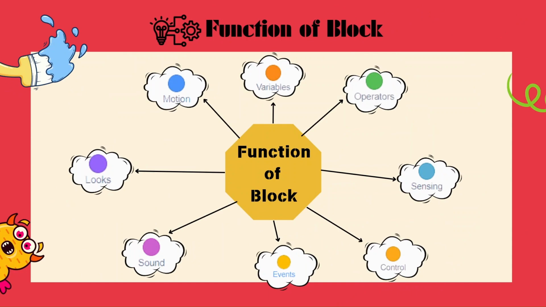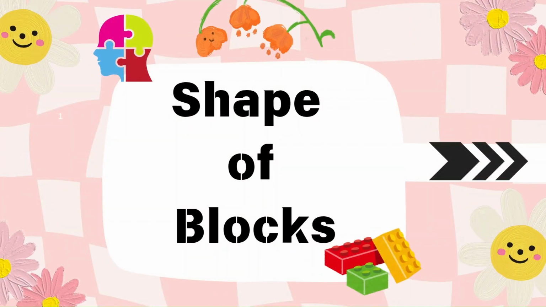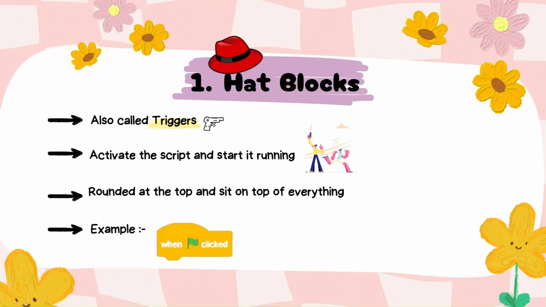So I hope till here you have a clear understanding of how we have categorized our command blocks. There are 2 types, first on the basis of shape and then function. So now we are going to study in detail the shape of blocks. Yes, so the very first shape of block is our head blocks.